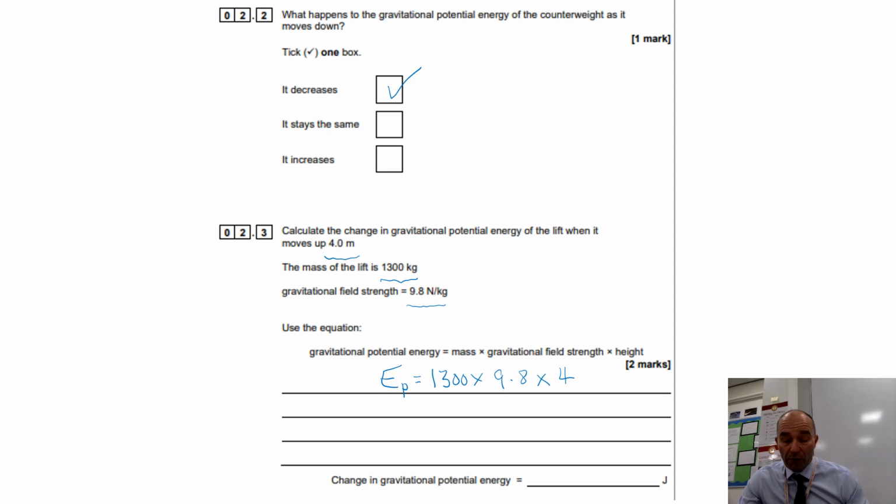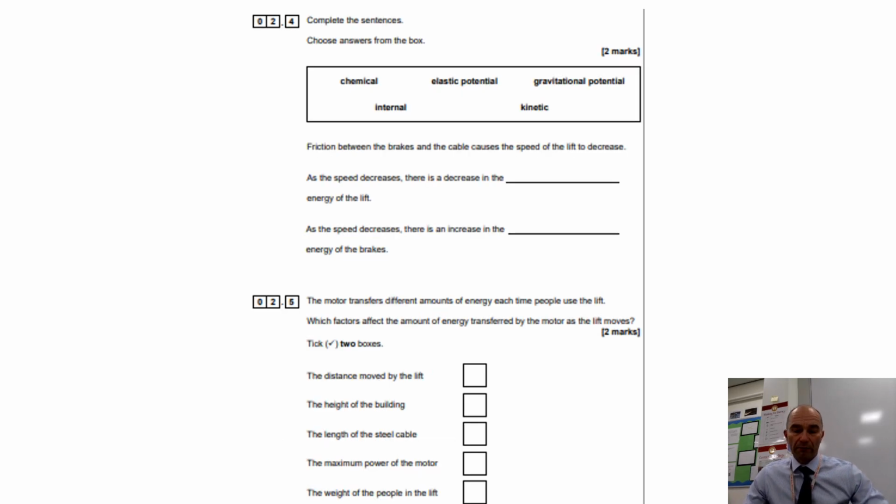You picked up your first mark already. Put those numbers in your calculator, and you end up with the answer of 50,960 joules. And that's the second mark for calculating the answer correctly.